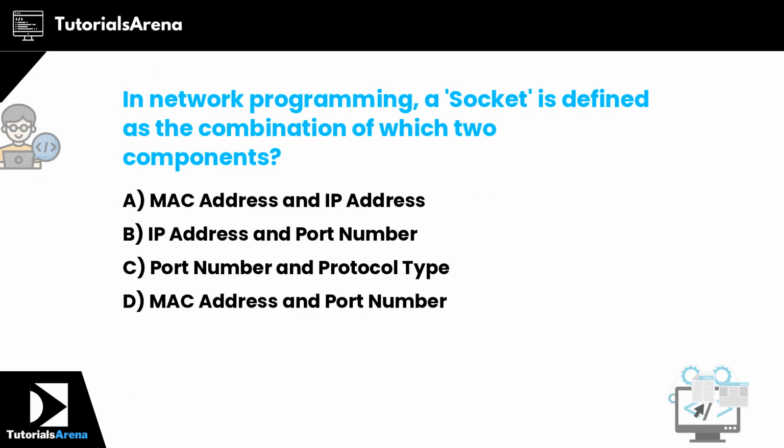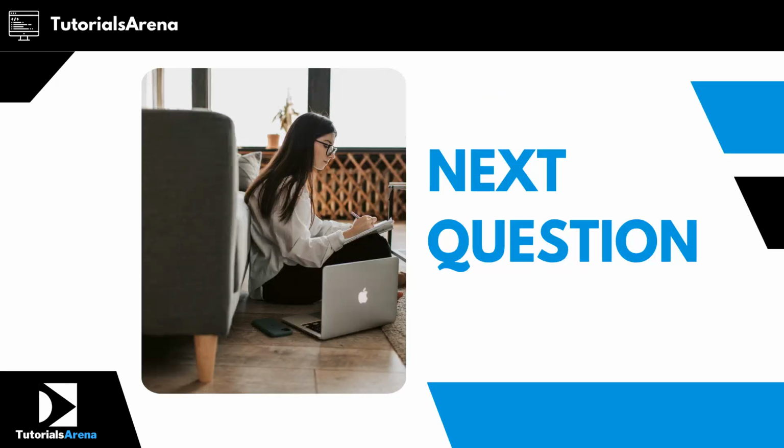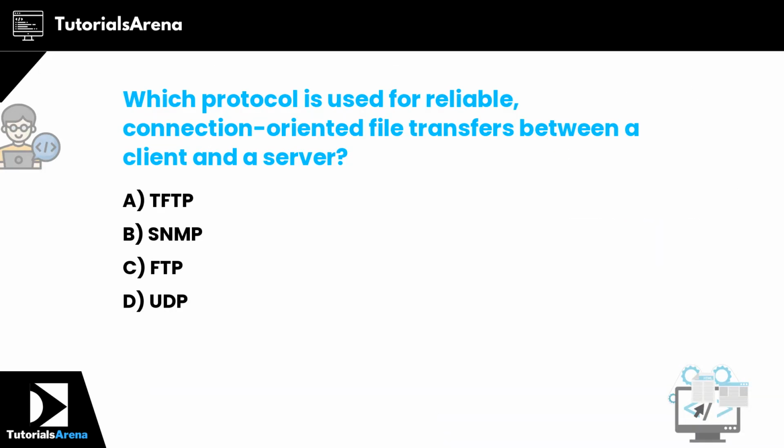In network programming, a socket is defined as the combination of which two components? The correct answer is option B, IP address and port number. Which protocol is used for reliable, connection-oriented file transfers between a client and a server? The correct answer is option C, FTP.